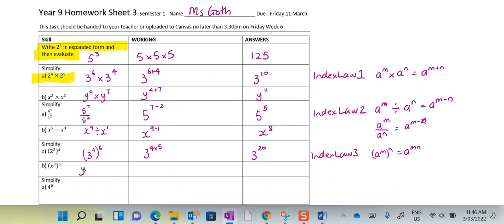Similarly with letters, if I have y to the power of 4 and I give it to the power of 6, it's going to be y to the power of 4 times 6, which is y to the power of 24.